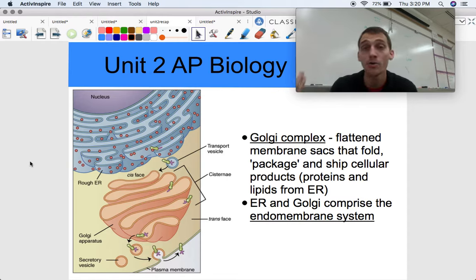It says in the AP Bio curriculum not to use analogies to talk about the parts of the cell, but whatever. And there's not really, this is a good one, right? It's the shipping center for the cell. It's like the Amazon fulfillment center. Sponsor me, Amazon. Just kidding.